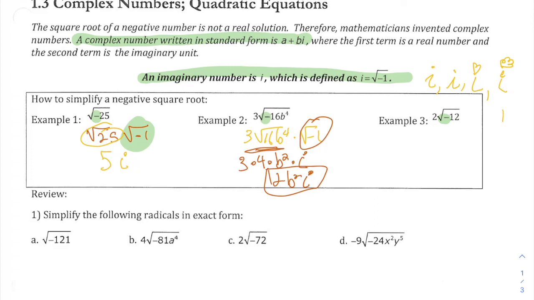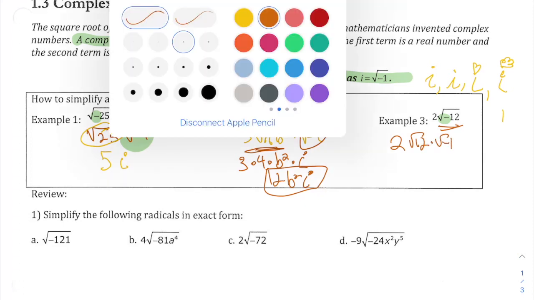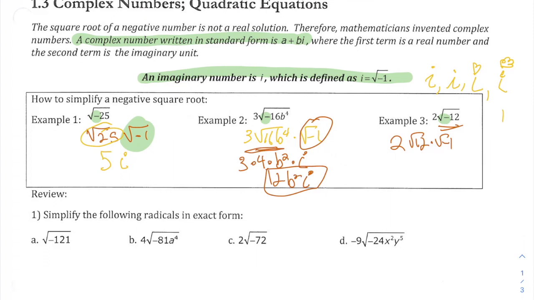Now, if there is still a radical involved, like for example here, 2 times the square root of 12 times the square root of -1, I much prefer, and I think all the other teachers will agree, to move this i next to the coefficient on the left, not behind the radical. And here's why. When we simplify this, we have 2 times 2 root 3 i, which is 4 root 3 i.